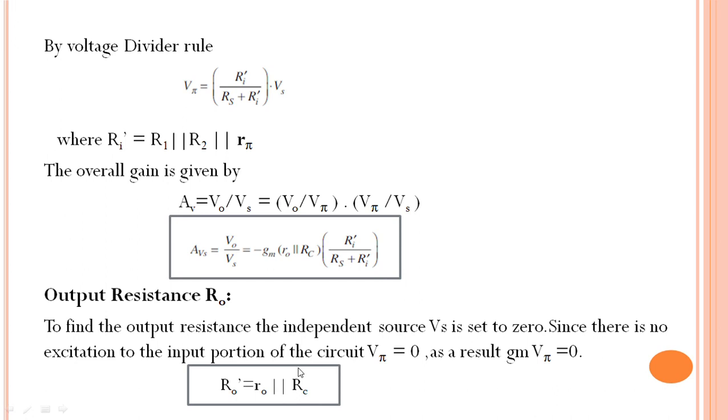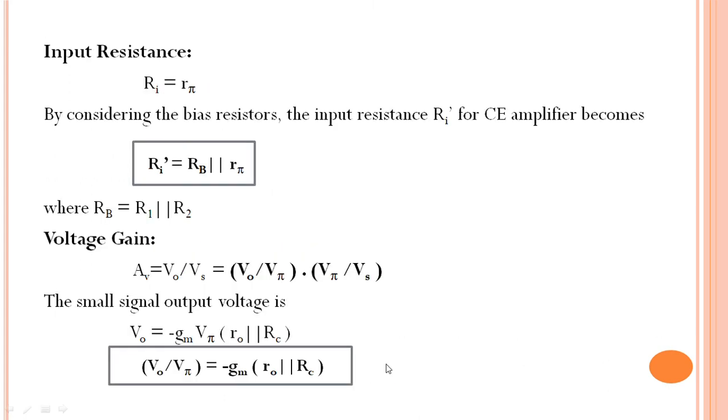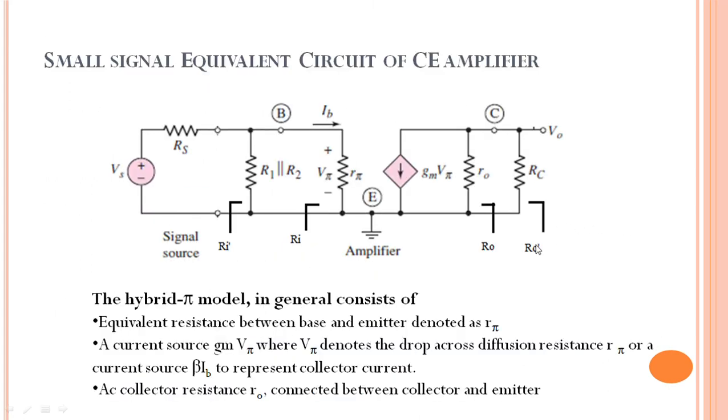The last parameter we are going to find here is the output resistance R naught dash. To find the output resistance, the input source has to be set to 0. If the input source is set to 0, then there is no excitation provided to the rest of the circuit. That is, V pi becomes 0, and then gm into V pi will also become 0. So I can simply write the output resistance for the common emitter amplifier as R naught dash, which is nothing but RC parallel with R naught.